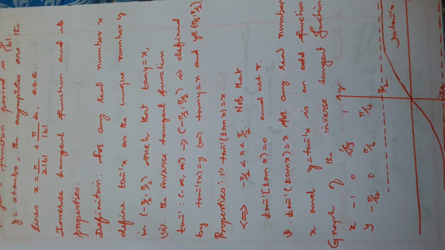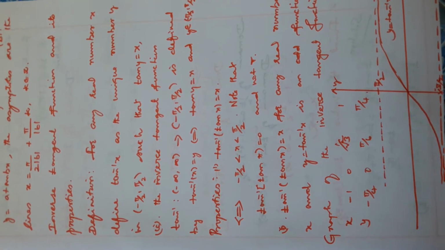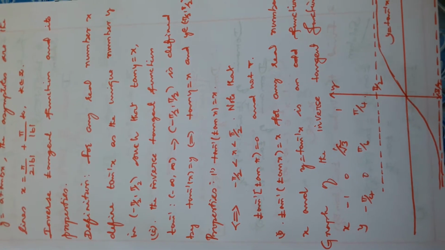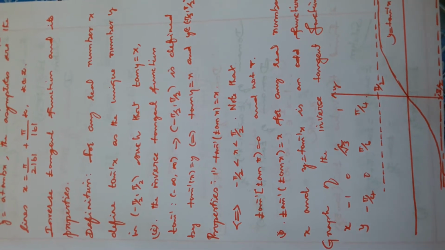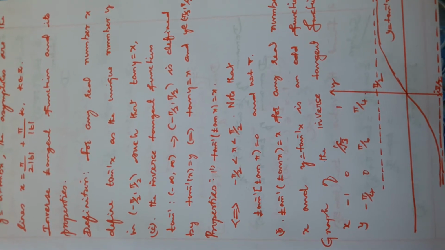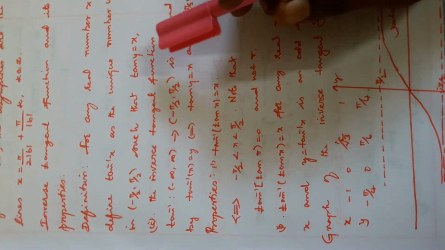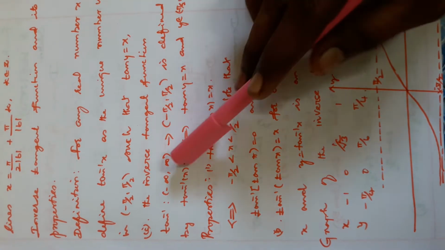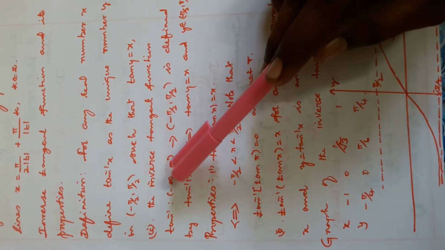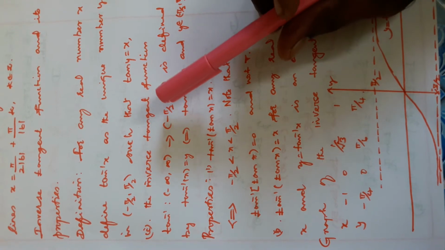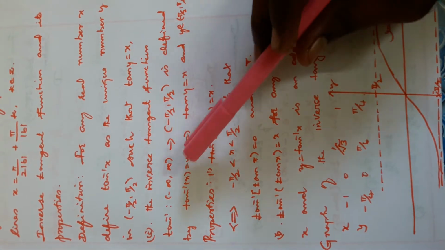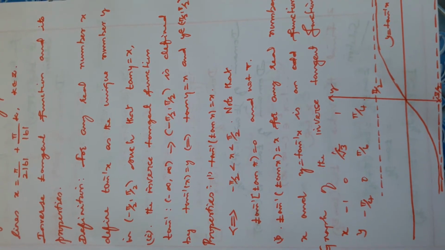And what is our inverse tangent function and its properties? How to define the inverse tangent function? For any real number x, define tan inverse x as the unique number y in minus pi by 2 to pi by 2 such that tan y equal to x. Or tan inverse from minus infinity, infinity to minus pi by 2, pi by 2 is defined by tan inverse x equal to y. That implies tan y equal to x. Your y should be in this interval. It cannot be any other number.